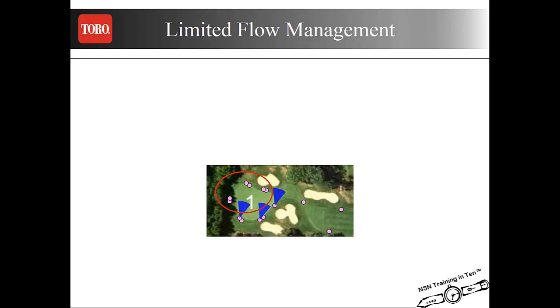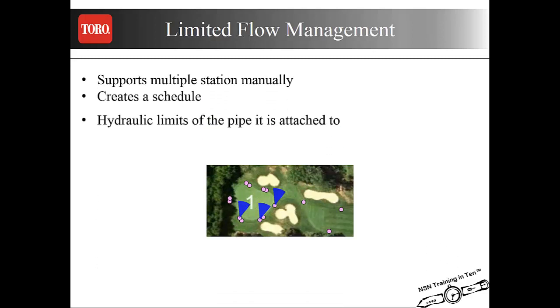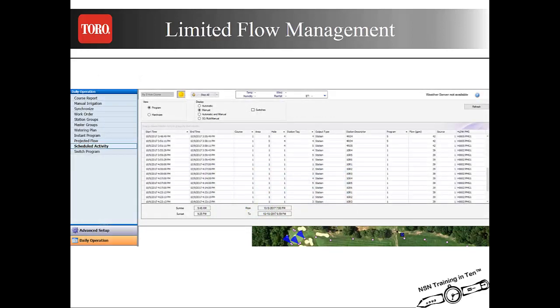Limited flow management means when you turn on a group of stations manually, Lynx will make a schedule for those stations, and it will not exceed any of the hydraulic limitations of the pipe that it is attached to. Let's take a look at what we mean by this. First, we said Lynx makes a schedule when you turn on multiple stations manually.